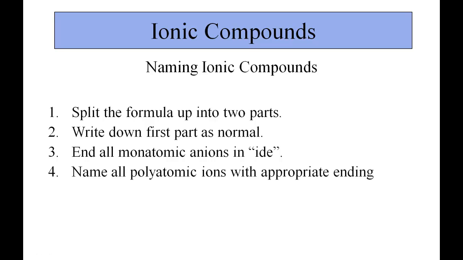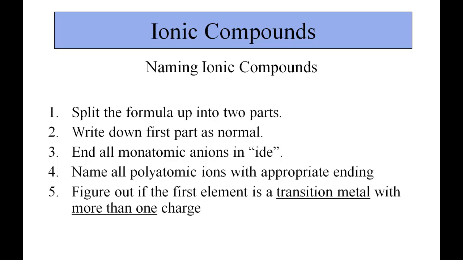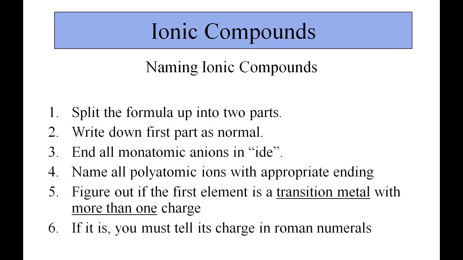Step 4, name all polyatomic ions with the appropriate ending. Remember that polyatomic ions have sulfate, sulfite, nitrate, nitrite. Make sure it has the correct ending. Step 5, figure out if the first element is a transition metal with more than one charge. If the first element is a transition metal with more than one charge, you must tell its charge in Roman numerals. If you need to review these steps, come back to this part of the video at any time.